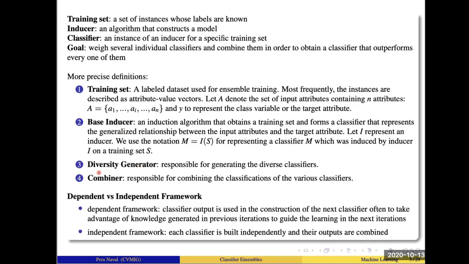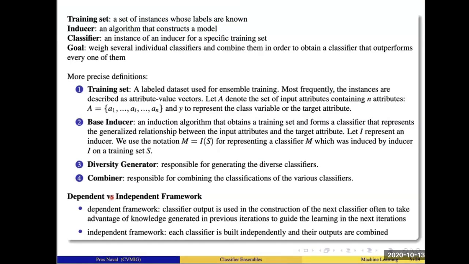Then you have the diversity generator, which is responsible for generating the diverse classifiers. And then the combiner. The combiner is responsible for combining the classifications of the various classifiers. In other words, each of the classifiers will give their own respective results or votes, and then the combiner will aggregate them into just one result, which is the overall classification of your entire ensemble.